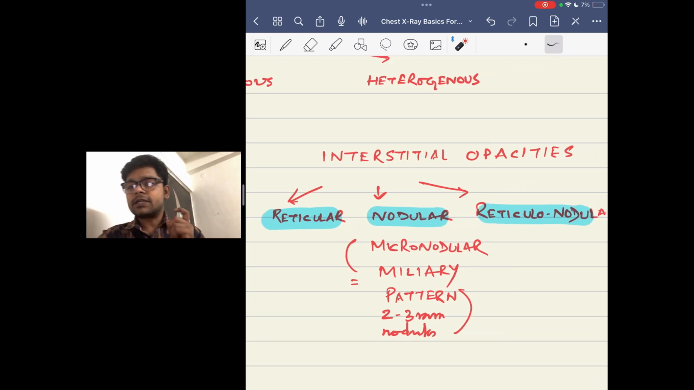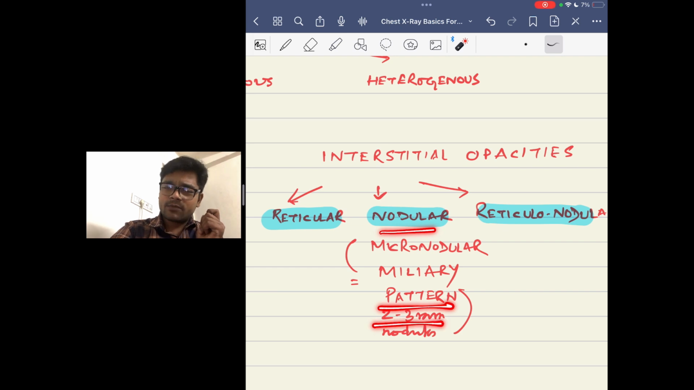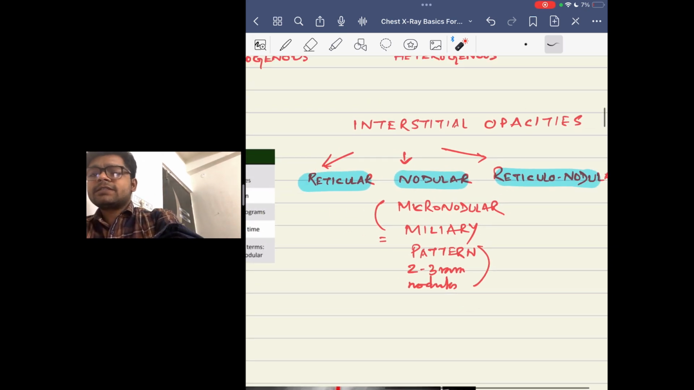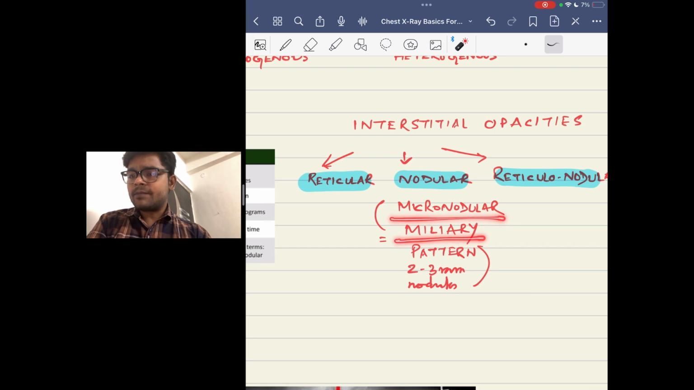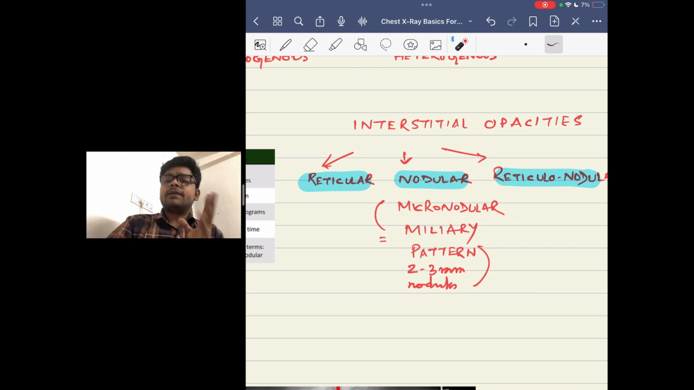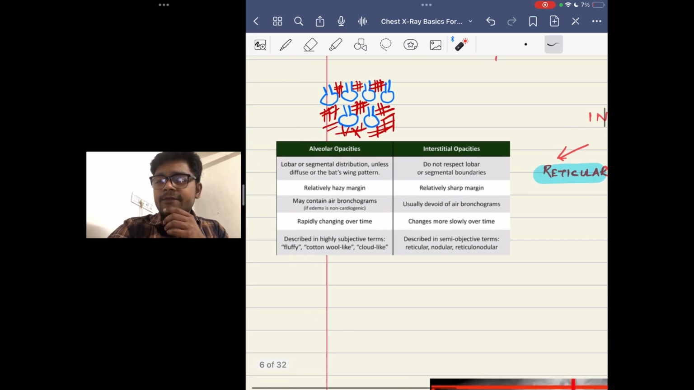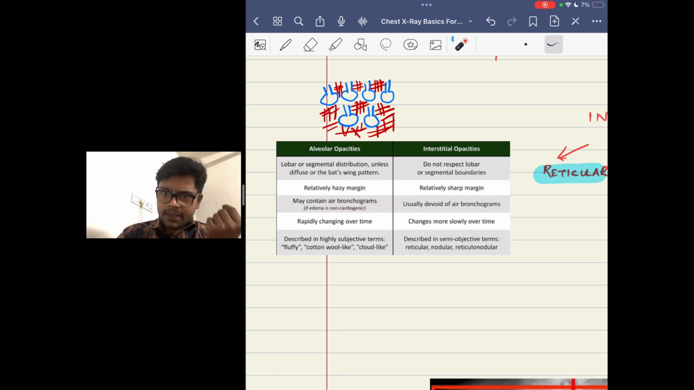There is reticulo-nodular. And in nodular, if the nodules are very small in size, the size is not important, it's a visual impression. So if it is very less, we will say that it is micronodular or miliary pattern, classically seen in miliary tuberculosis, right? And if there is alveolar opacity and the bronchus or the bronchiole are clear of any secretion, then we will be seeing air bronchogram. And this is a very important sign that we will be looking at when we will be discussing consolidation.